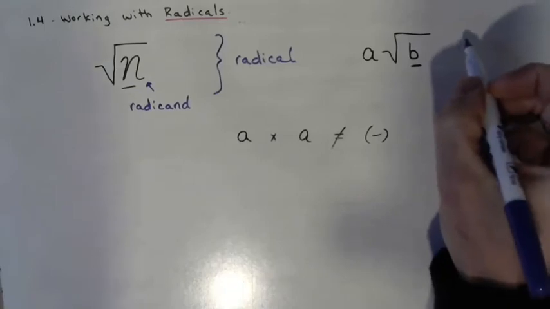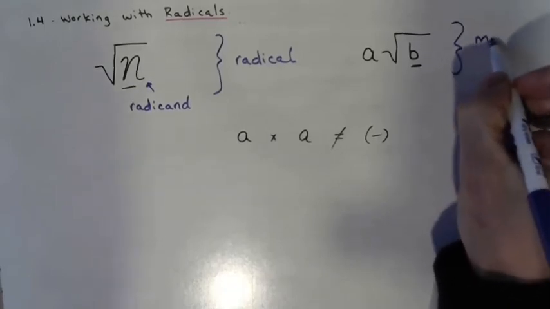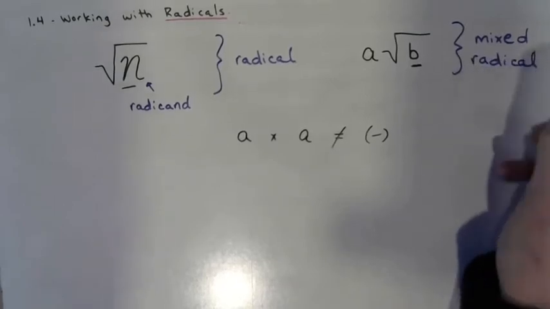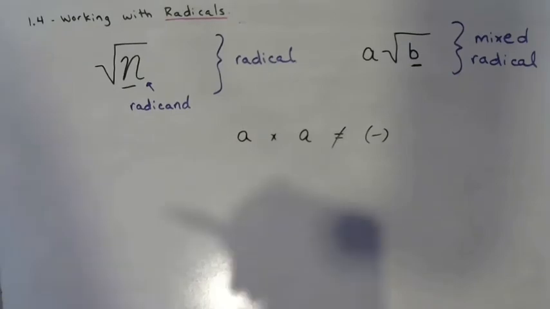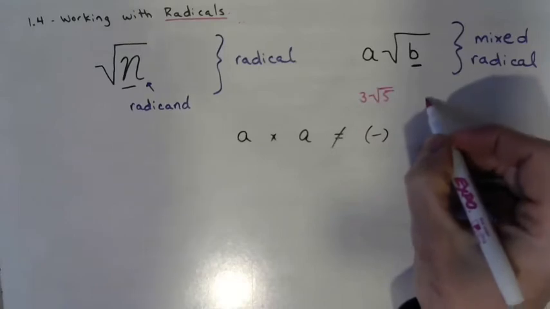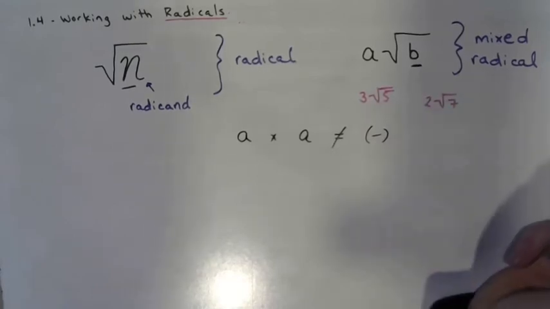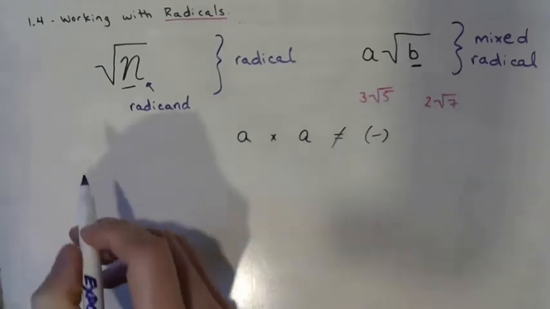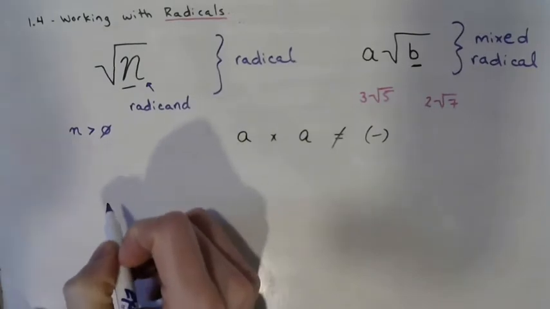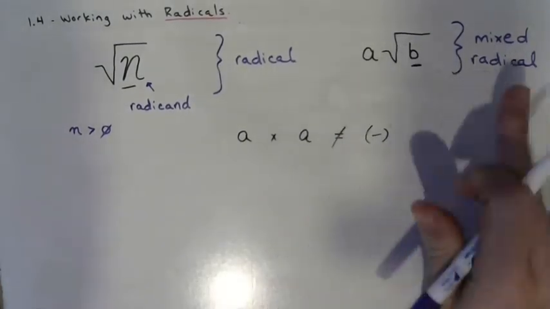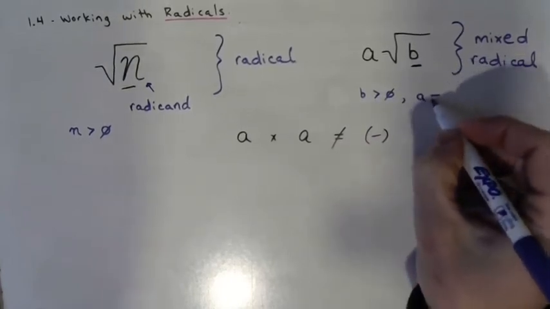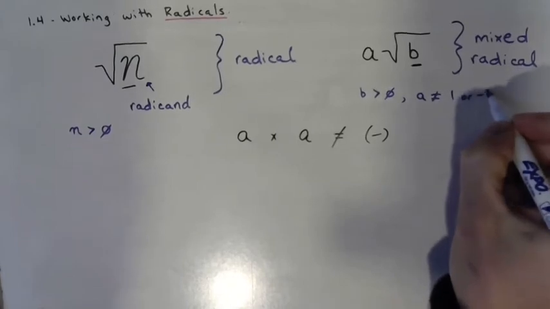An example of this, so this is called a mixed radical. And an example of that would just be something like 3 radical 5, or 2 radical 7, okay? So just one more note to add then. N is always greater than 0. And here, B is always greater than 0. And A can't be 1 or -1.